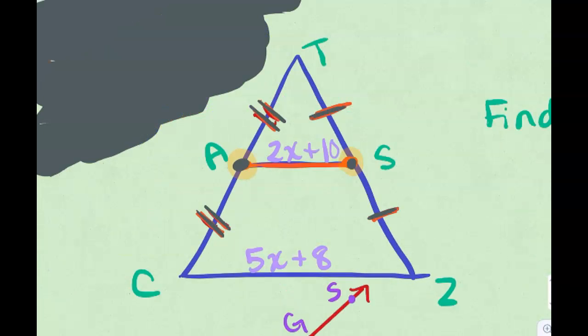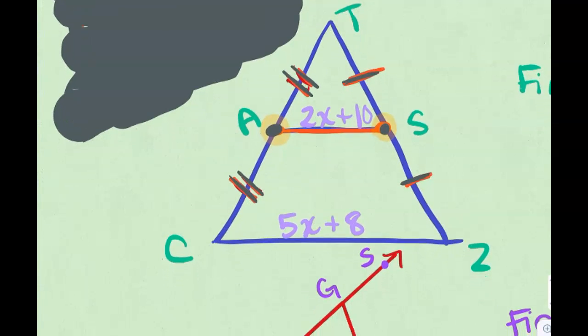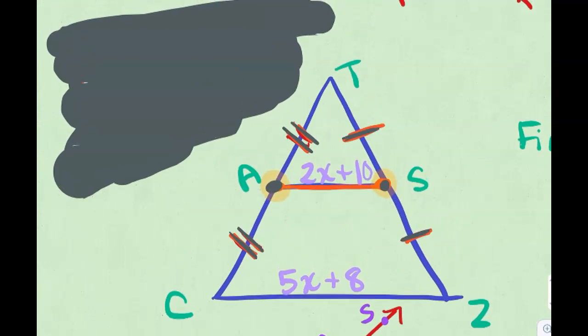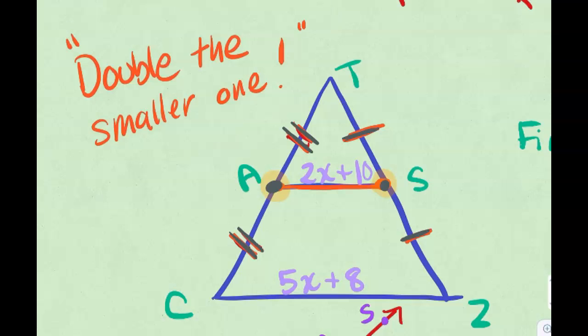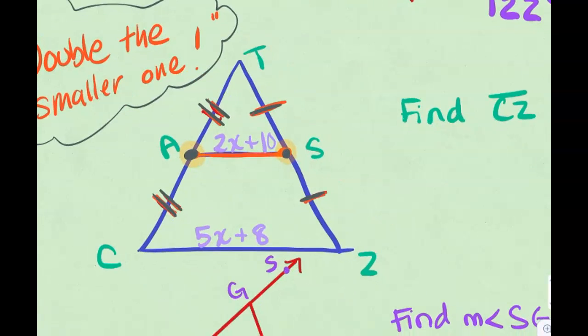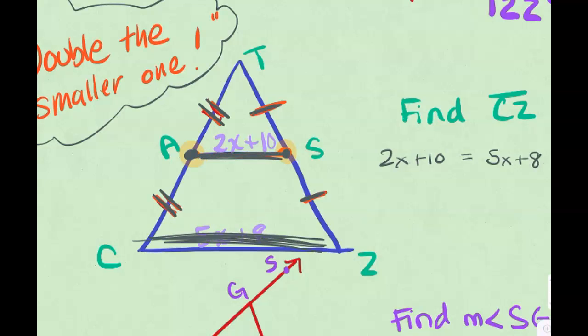Okay, now that you have it drawn, I'm going to give you a little hint, I like to say, with mid-segment problems. You want to double the smaller one. Because if you set up an equation like this, 2x plus 10 equals 5x plus 8, that wouldn't be true, because there's no way that this little thing is the same length as that big thing down there. We know that it's double the smaller one.